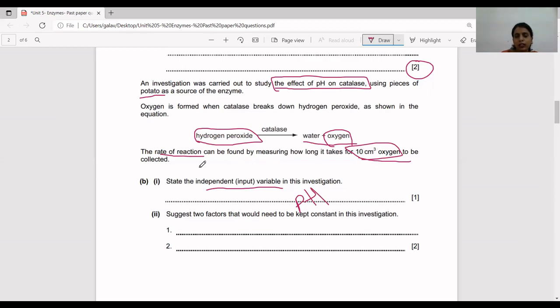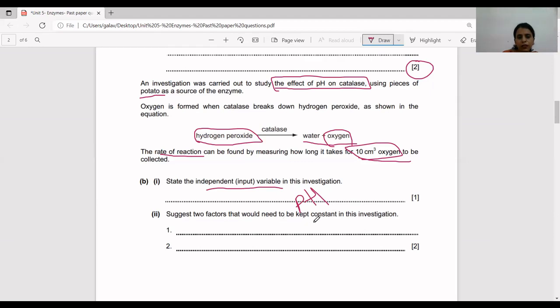You have studied in theory, right? As pH changes, the rate of reaction also changes. Similarly, as temperature changes, the rate of reaction will also change in our experiments. So pH, temperature, etc., are all independent variables. Here the independent variable is pH.